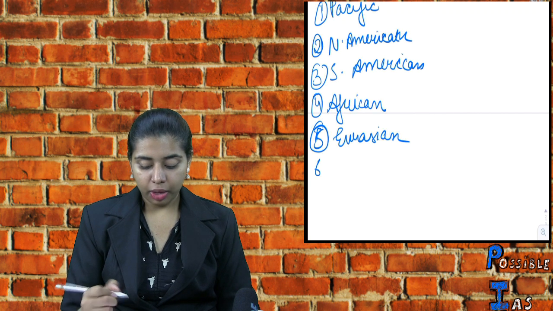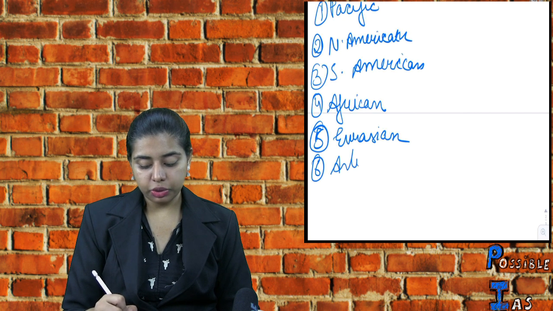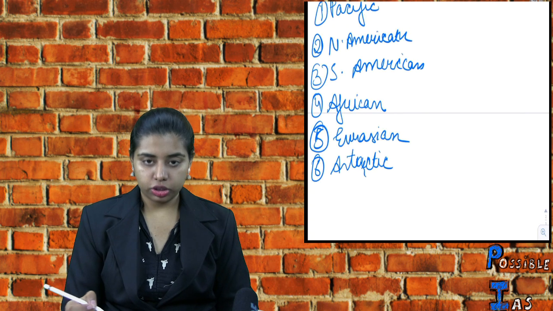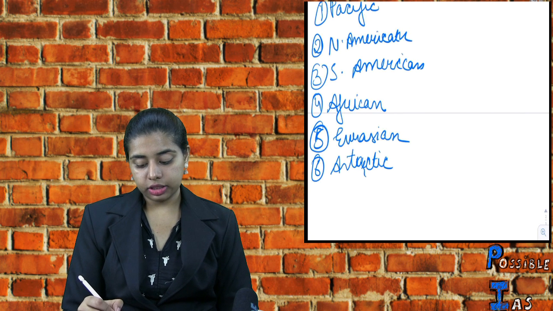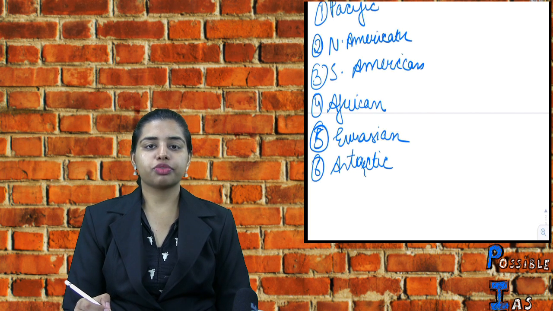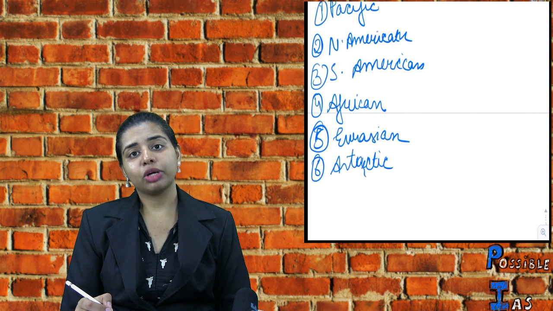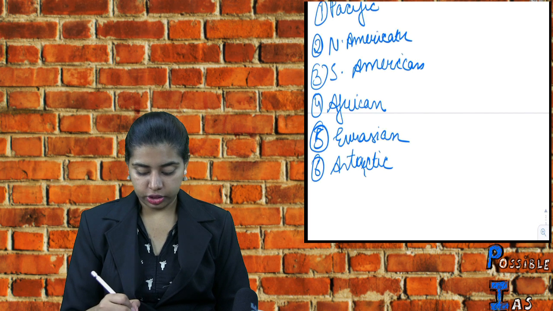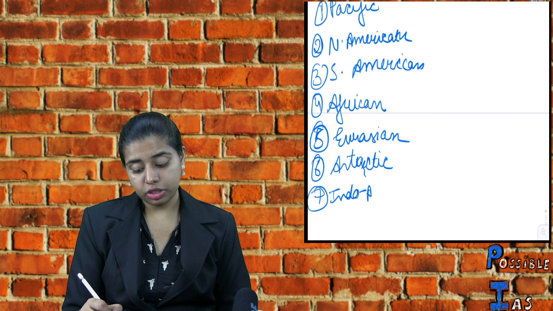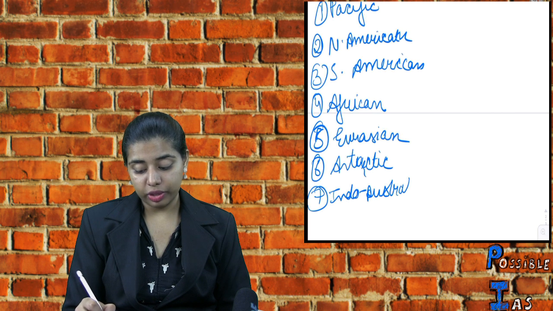Then number 6, you have the Antarctic plate, which is partly oceanic and partly continental. Some part of it is covered by the Antarctic continent, which is the frozen continent, whereas some part is covered by the Antarctic Ocean. And 7th, you have the Indo-Australian plate. It is another major plate, a huge plate which is separated by various faults.